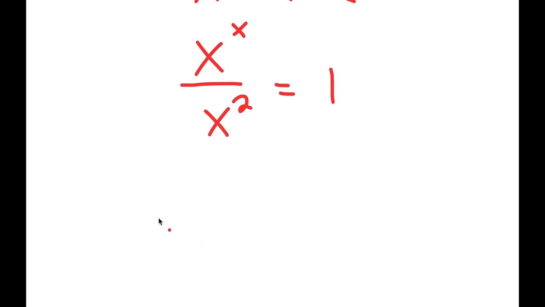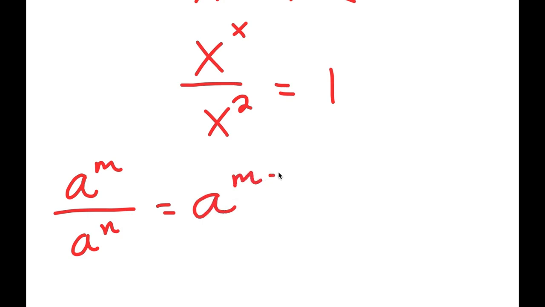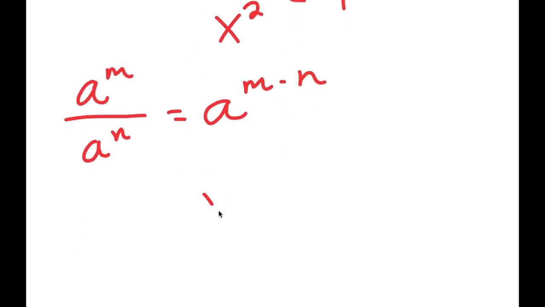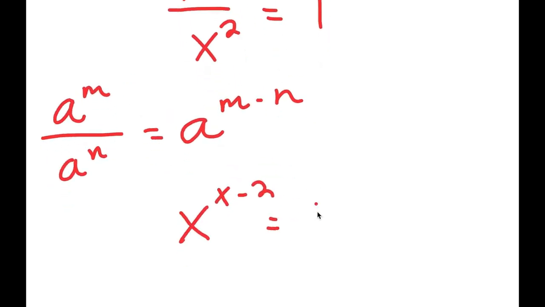Now, if I have something in the form a to the power of m over a to the power of n, make sure to remember this property because this is a very important property of exponents. If I have something in the form a to the power of m over a to the power of n, this is equal to a to the power of m minus n. So x to the power of x over x to the power of 2 is equal to x to the power of x minus 2, and this is equal to 1.